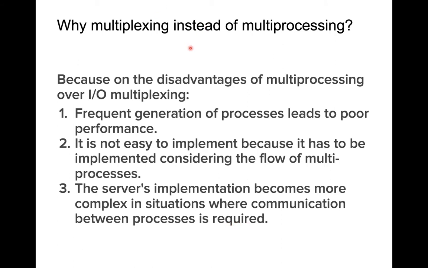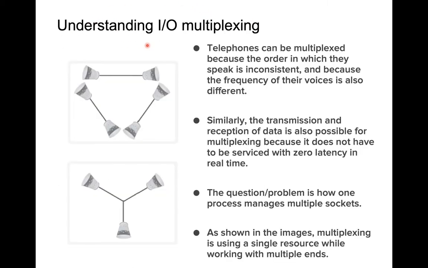Owing to these limitations of multiprocessing, we have another way, which is multiplexing. So let's first understand what multiplexing is. You may have seen this when you tie two cups with a thread, and you talk into one cup while the other person listens at the other end. In that case, the other person can hear what you are saying.